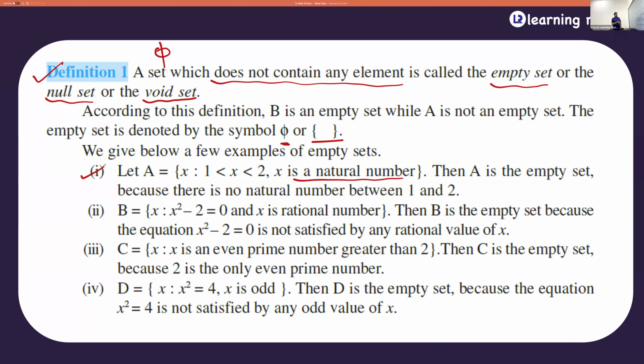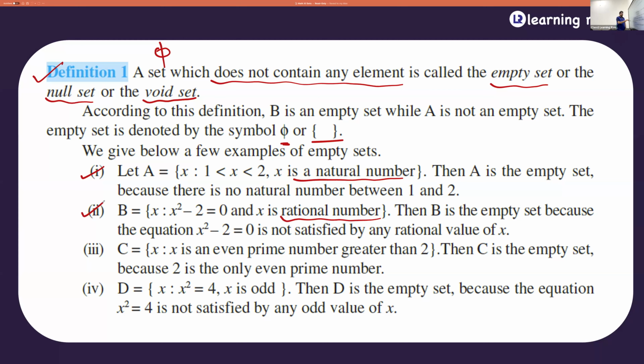Next, B is equal to {x such that x squared minus 2 is equal to 0 and x is a rational number}. Why? You'll get x is equal to plus or minus square root of 2. Square root of 2 is an irrational number, right? So because of the irrational number, B is again going to be an empty set.